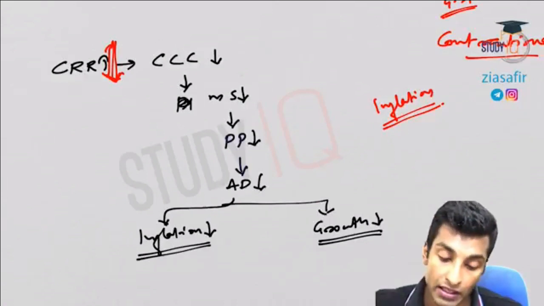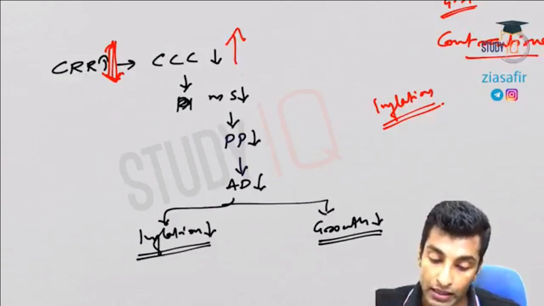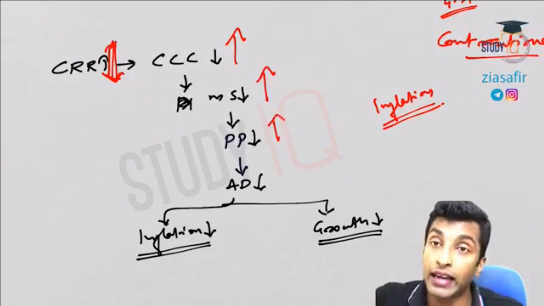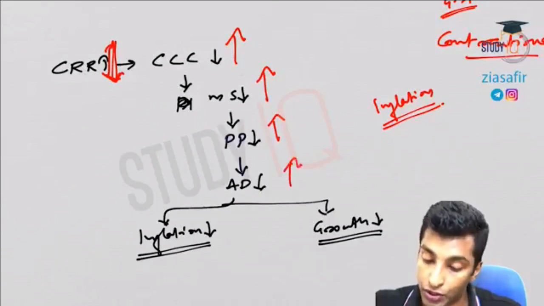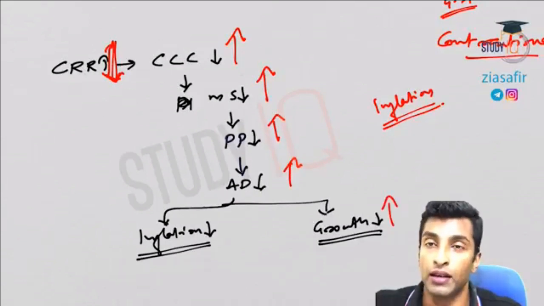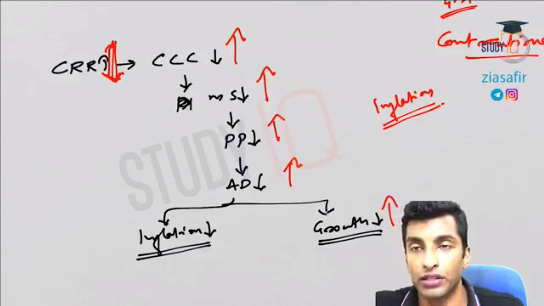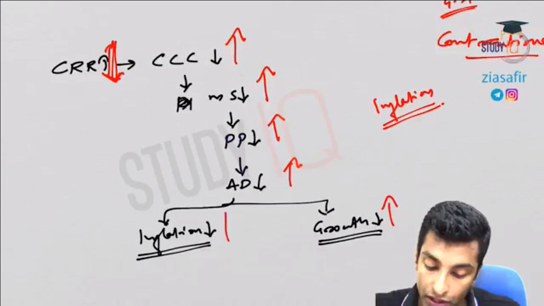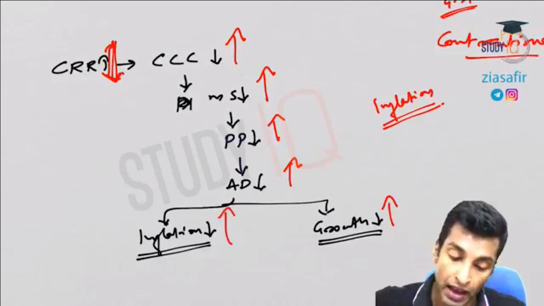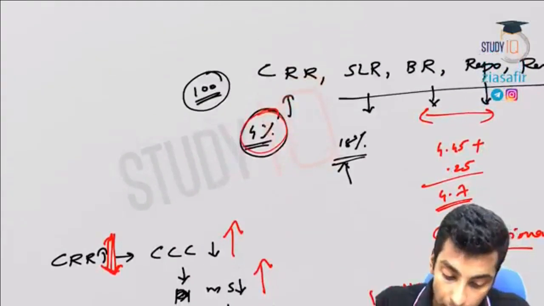So credit creation capacity will increase. So money supply will increase. Purchasing power will increase. Aggregate demand will increase. So growth will increase. When demand increases, growth increases, right? But what will happen with inflation? Inflation also will increase. I have already shown you with this diagram.